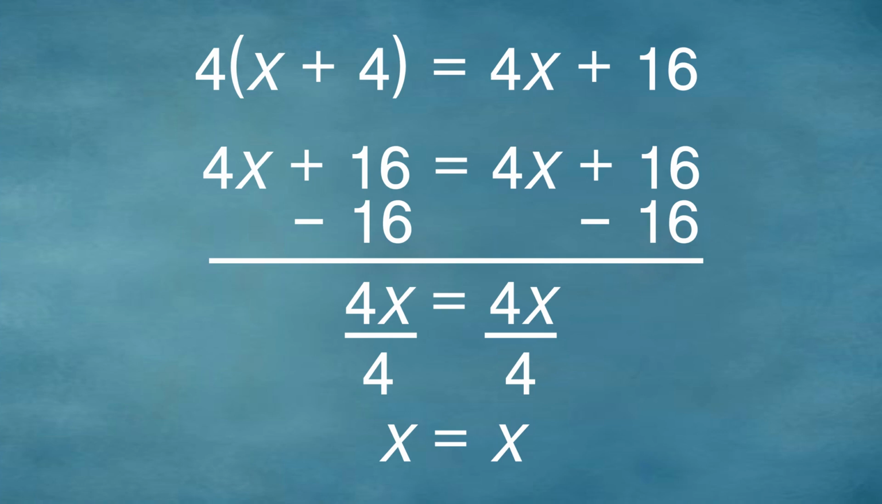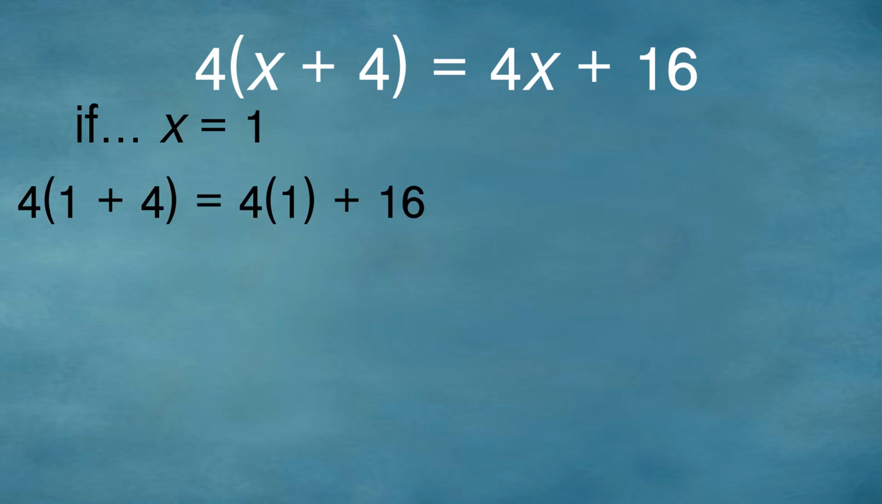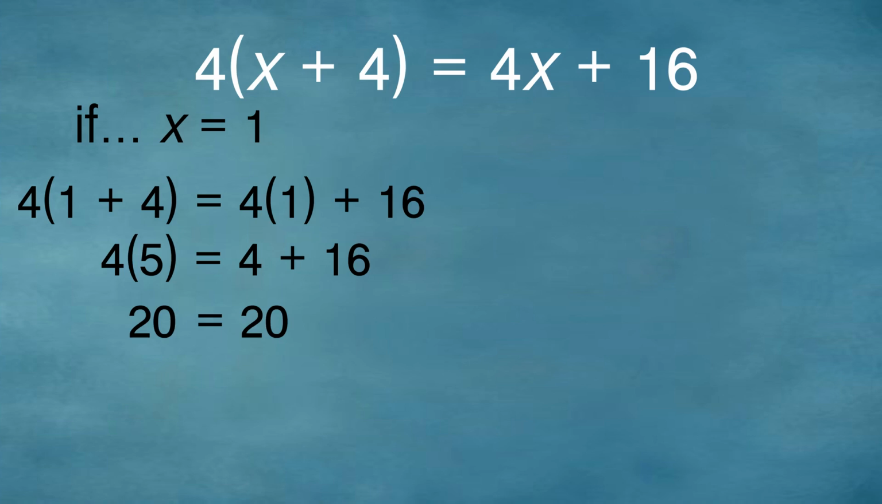Let's try it. Let's see what happens when x equals 1. When you plug in 1 for x, you get 4 times the quantity 1 plus 4 equals 4 times 1 plus 16. When I add what's in my parentheses, I get 4 times 5 equals 4 plus 16. On the left-hand side, when I multiply 4 times 5, I get 20. And on the right-hand side, when I add 4 plus 16, I also get 20. This means I now have 20 equals 20. Since this is a true statement, I know that 1 is a solution to my equation.